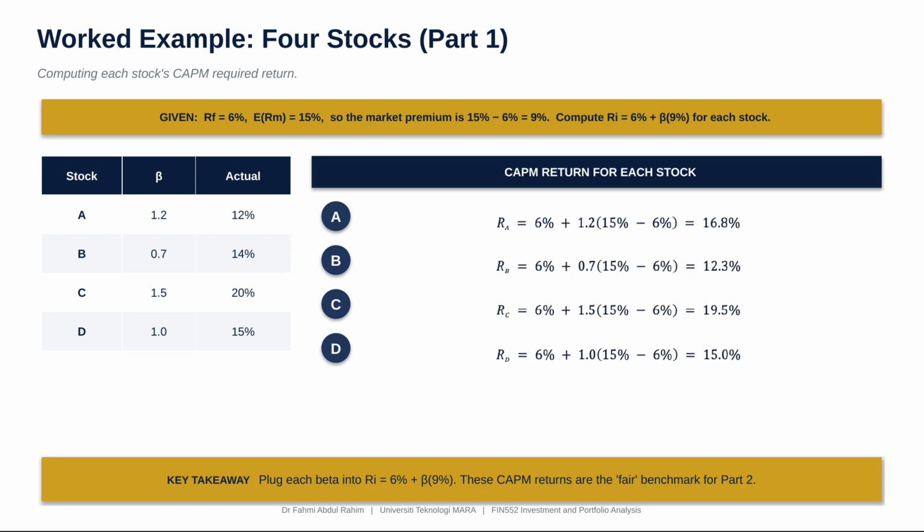The takeaway, just plug each beta into the formula 6 plus beta times 9. These 4 CAPM returns are the fair benchmarks. We will compare against the actual returns in part 2 to find each stock's alpha and decide whether to buy or sell.